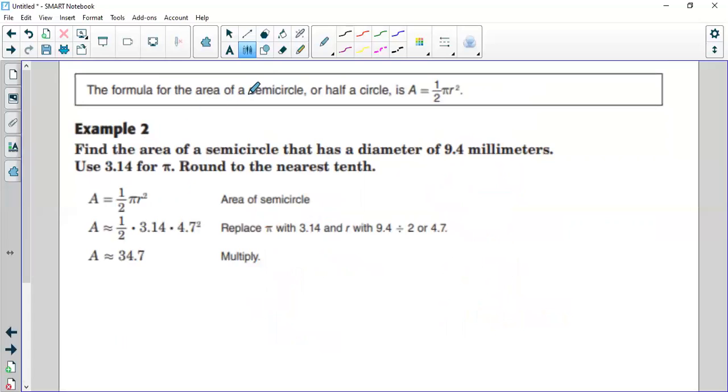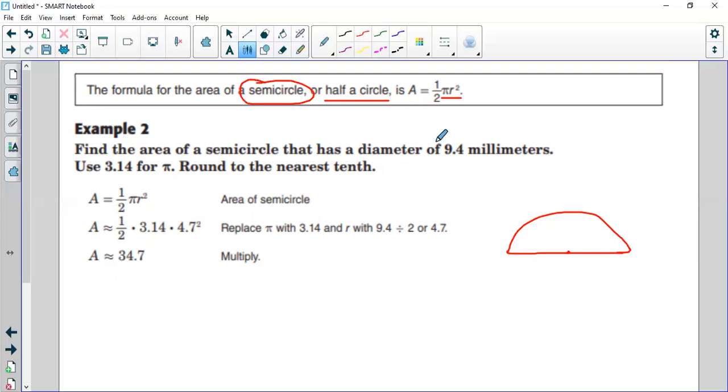A semicircle is half of a circle. Therefore, to find the area of a semicircle, it's the circle formula, pi times radius squared, and half of that. That should be obvious, right? Semicircle looks like this. Ish. Sorry for the messy drawing.